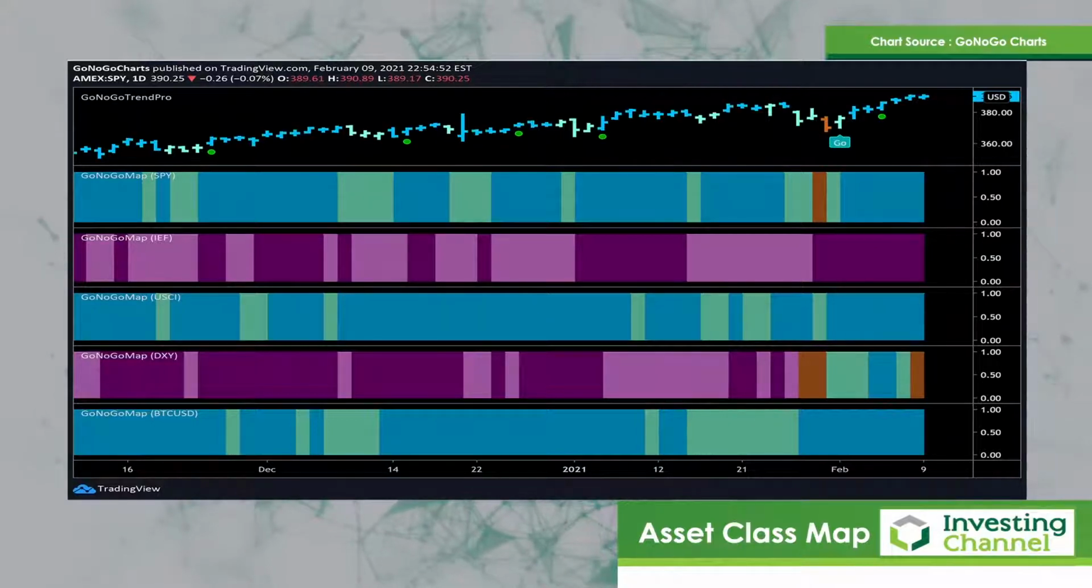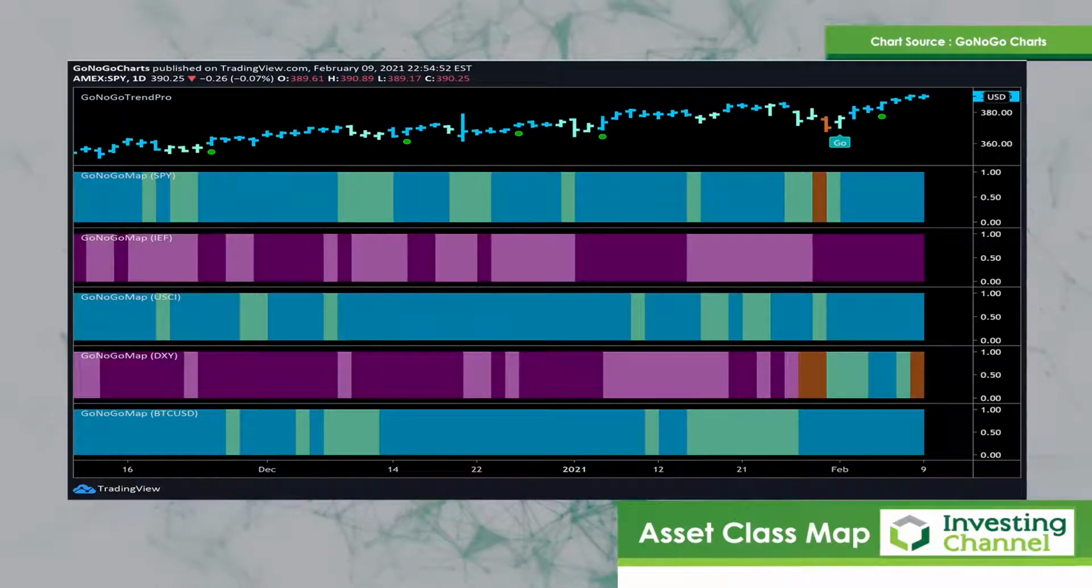Now in the second panel, that's treasury bonds, and we can see a long uninterrupted period of purple or bearish no-go bars. The third panel is commodities, represented by the USCI index, and again, like stocks, in a very strong bullish trend, a go trend, represented by those strong blue bars.